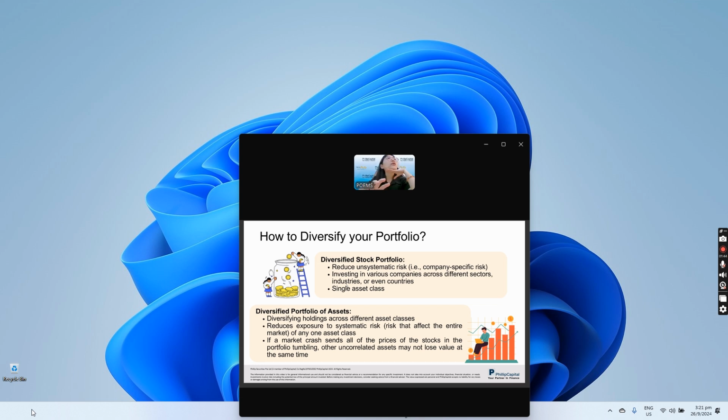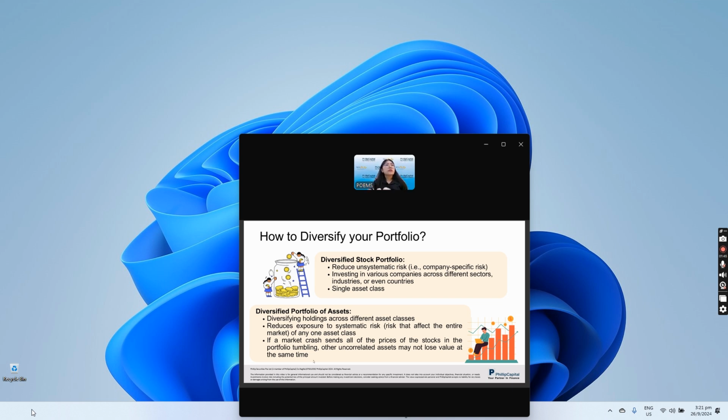They're only holding stocks, but they hold stocks from different industries. For example, I hold IT, then healthcare. So I only diversified my stock portfolio across different sectors or different countries, but it's only stocks, a single asset class. This can reduce the unsystematic risk, for example company-specific risk. For example, if one company goes bankrupt, I have another company that is performing well, which can maybe balance some of my losses.